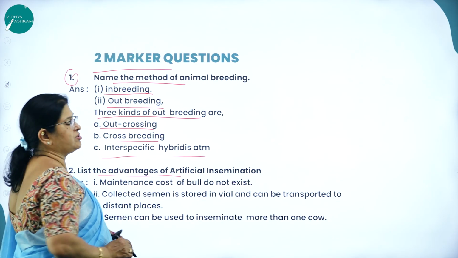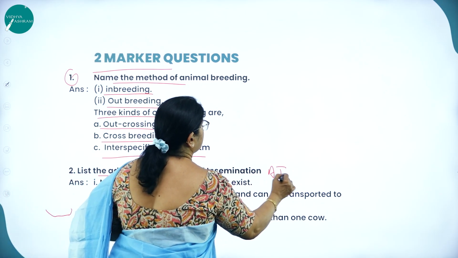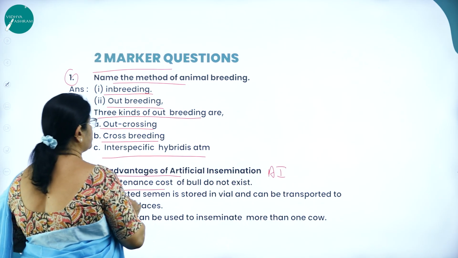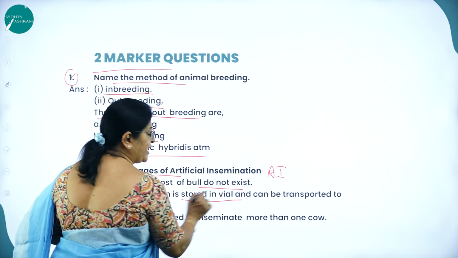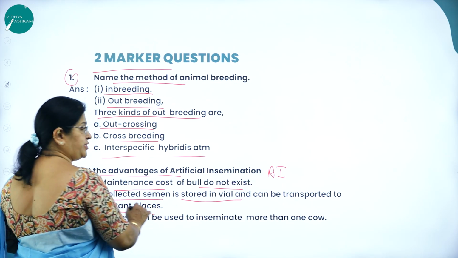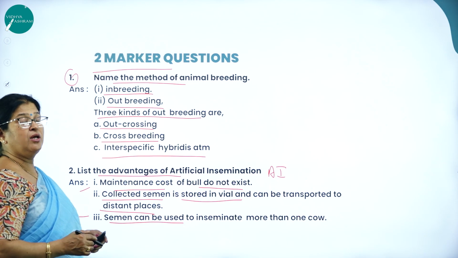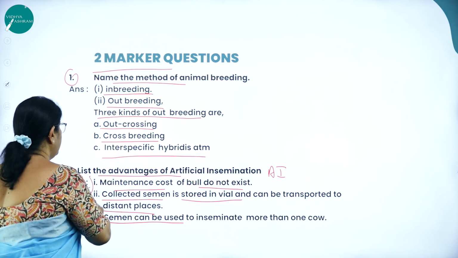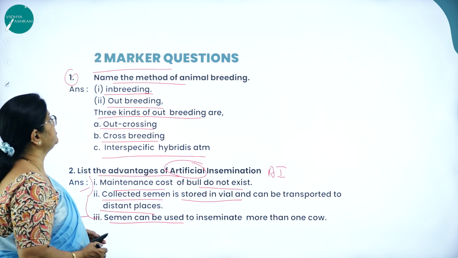List the advantages of artificial insemination. So what are the advantages of AI? Maintenance cost of bull does not exist. Collected semen is stored in vials and can be transported to distant places. Then semen can be used to inseminate more than 1 cow. So all these are the advantages for going for AI technique.